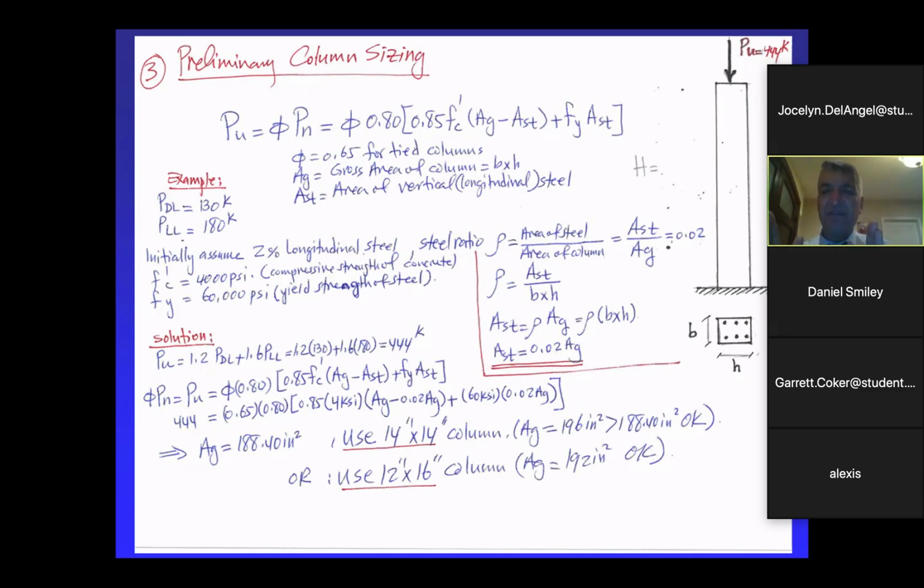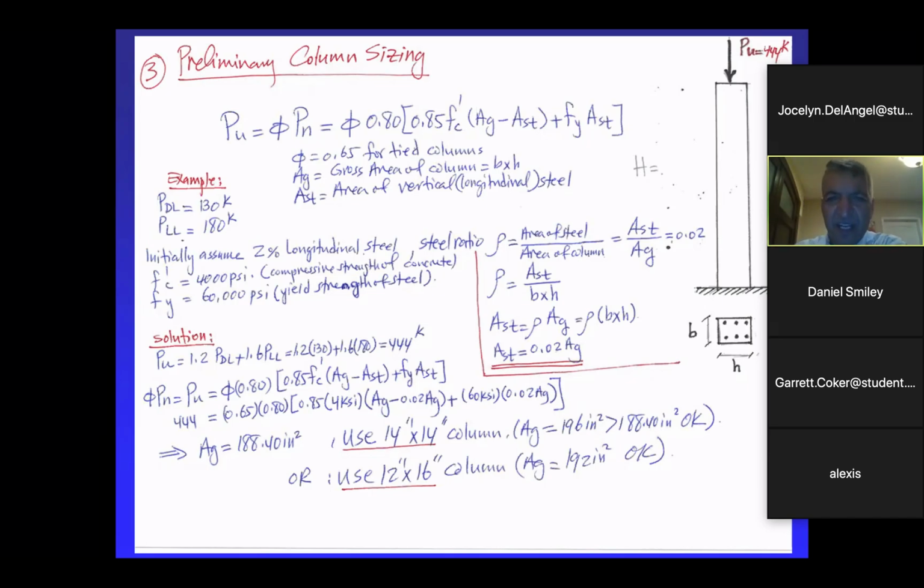Usually in real life, your steel ratio is between, the code allows us 1 to 8%, but most of the time practically is 1 to 2%. So we're gonna initially assume 2% longitudinal steel. So meaning that if I take the volume of the concrete, 2% of that volume is steel. The other 98% is concrete.